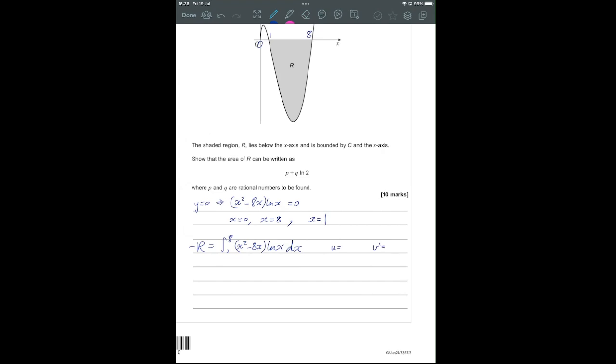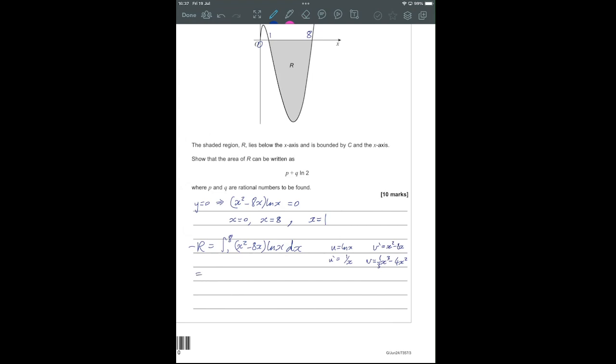So LATE, L is the logarithm, A is the algebra. I've got both, but log happens first. So I should let ln be u. Reason being, I can differentiate ln easily, but I can't integrate it easily. Whereas the algebra, I can integrate fairly easily. So that's a third x cubed minus 4x squared.